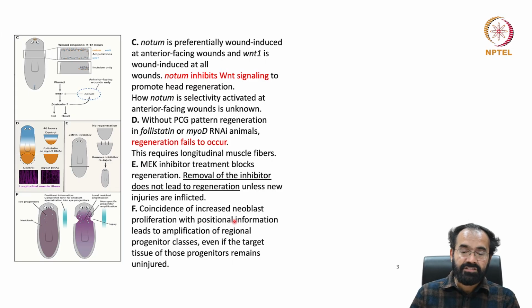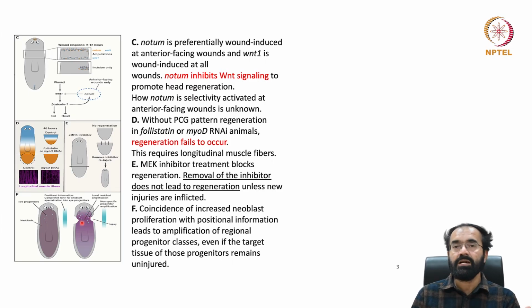Coincidence of increased neoblast proliferation with positional information leads to amplification of regional progenitor classes, even if the target tissue of the progenitor remains uninjured, like this here. You can see here, this is the normal planaria. Here in this planaria below the eye region, there is a damage that is caused. And this damage tells the animal that decapitation has happened. Actually, nothing has happened. There is a damage below the eye region. So immediately the planaria thinks of making a new eye or new head, because it is damaged well below.